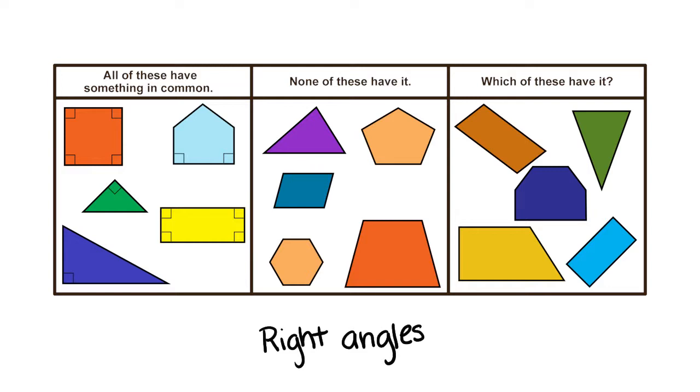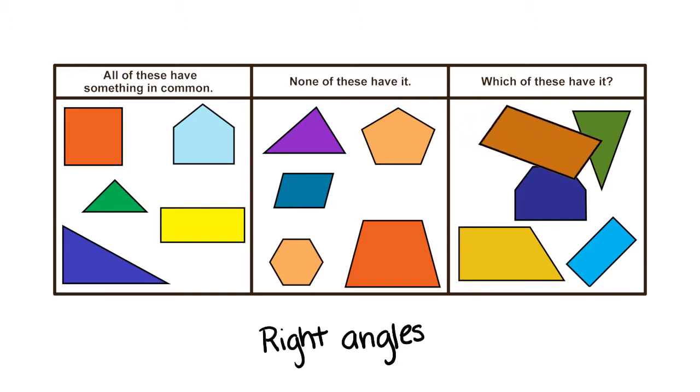Now let's check the second set of shapes. As we check the rhombus, pentagon, triangle, hexagon, and trapezoid, we can see that none of these shapes have a right angle. Okay, now it's time to check our hypothesis.